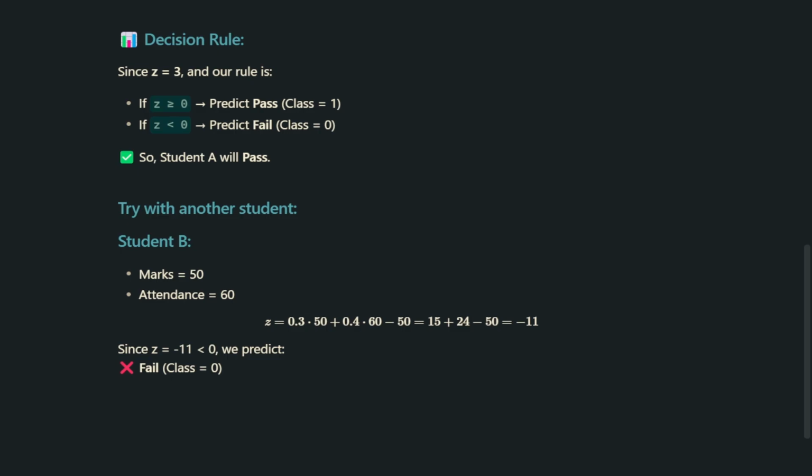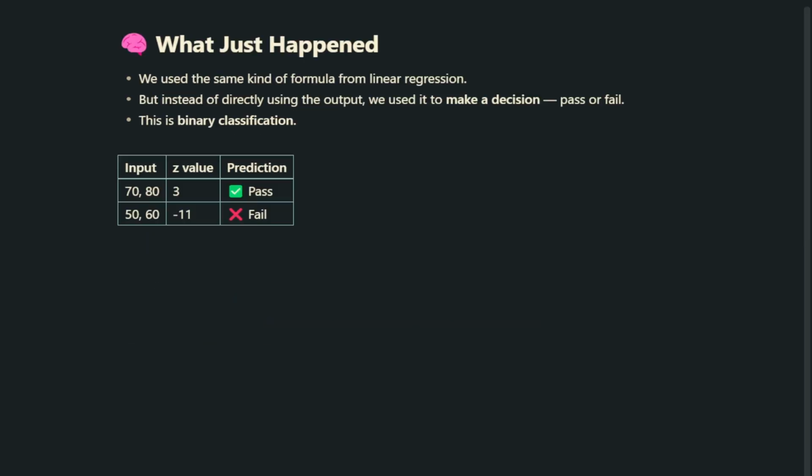So what just happened here? We used the same kind of formula that we had in linear regression, but this time we didn't take the output as a number directly. Instead, we use it to make a decision, pass or fail. This is exactly what we called binary classification. For example, with inputs 70 and 80, we got z is equal to 3, which means pass. And with 50 and 60, we got z is equal to minus 11, which means fail. So the formula stays the same, but the way we interpret the result is what makes it classification.